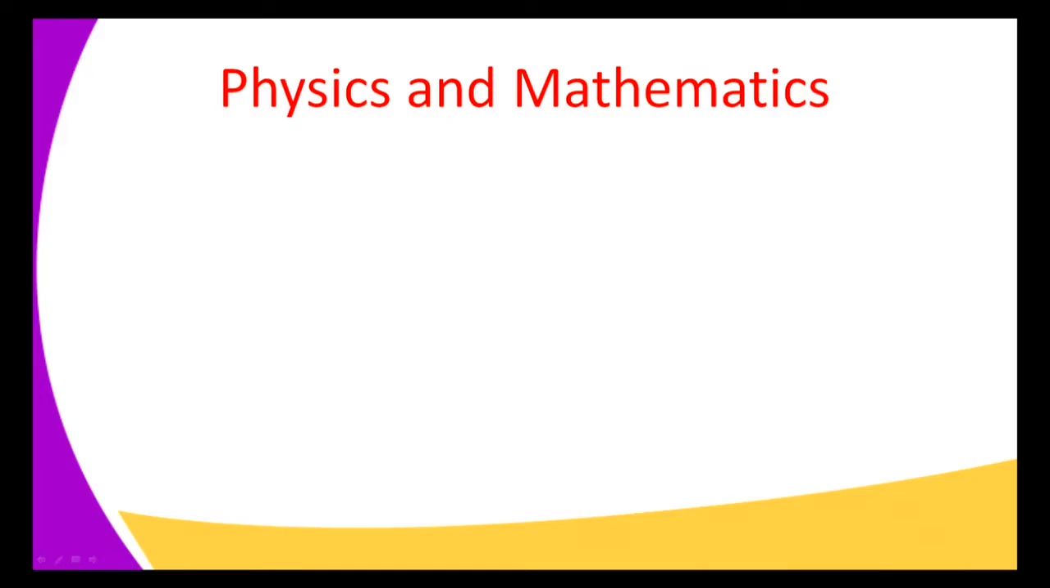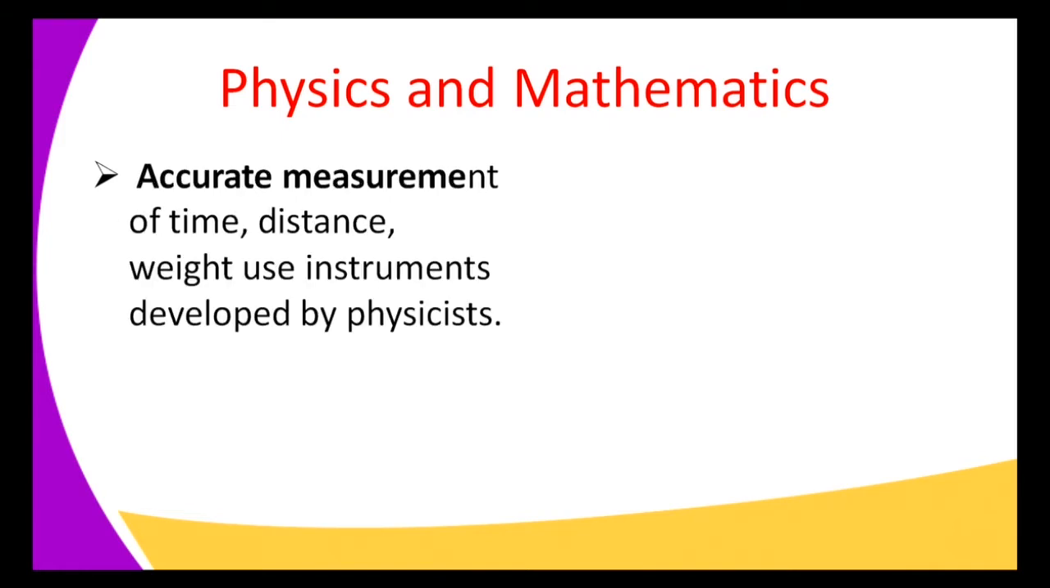Then physics and mathematics, these are like cousins, because physics develops formulas, and these formulas are borrowed by mathematics to explain and solve mathematical problems that could otherwise not be solved. So the physicists develop the formulas to calculate the weight of objects, the masses and all that. So accurate measurement of time, distance and weight uses instruments developed by physicists.